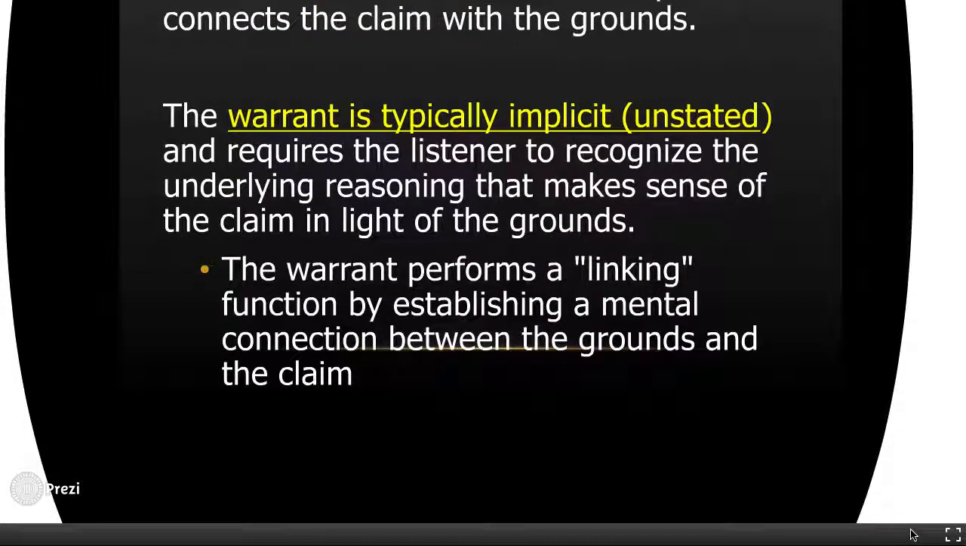So your grounds is kind of being inferred. This requires the listener to recognize the underlying reasoning that makes sense as to how that claim connects to the grounds, because it ends up linking them. What can be problematic is when you're presenting an argument that people are unfamiliar with. At that point, you can't really rely on an unstated warrant, but you have to make the logic, the reasoning that you're going with, very clearly understood.